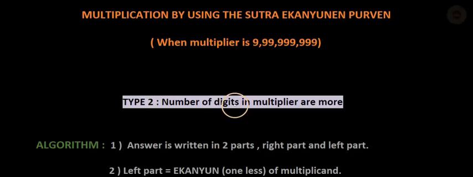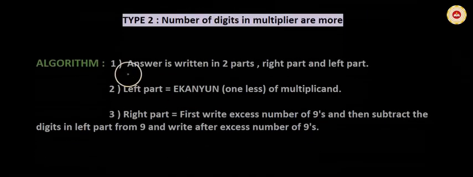Okay. Now friends, let us understand type 2, where the number of digits in the multiplier is more. It means the number of nines in the multiplier is more. See friends, what is the algorithm? Step number 1. The answer is written in two parts, right part and left part. Step number 2, what is left part? How to calculate left part? Ekanyunen, that means one less than the multiplicand, that we did in the last type 1.